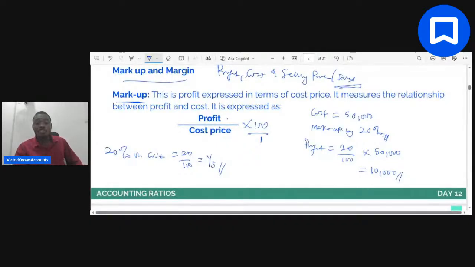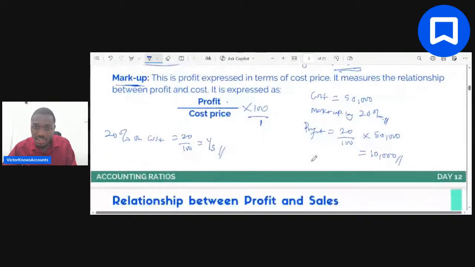So your profit, if you say 20% of 50,000 naira, then with this you can now get your selling price. If you incur cost of 50,000 naira and you mark it up by 20%, then it means that you sell it at 50,000 naira plus 10,000 naira. In order for you to make 10,000 naira profit, you have to sell it for 60,000 naira. Do we understand that? It's actually as simple as that.